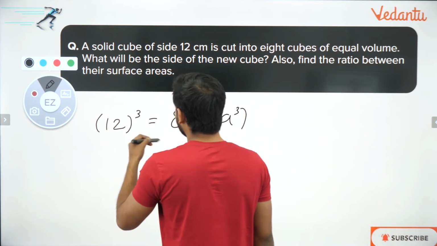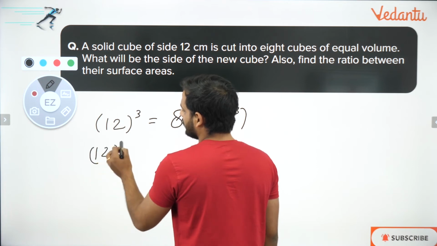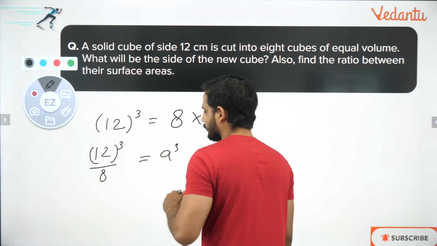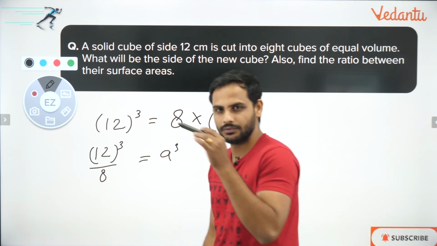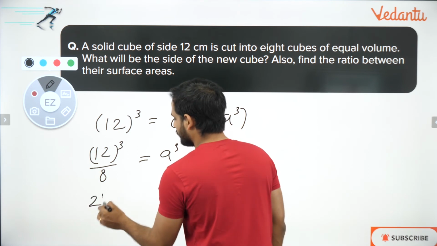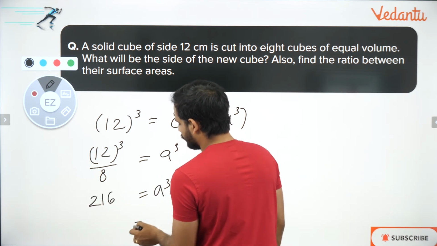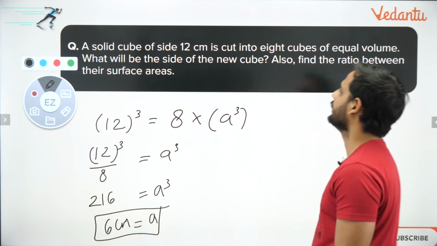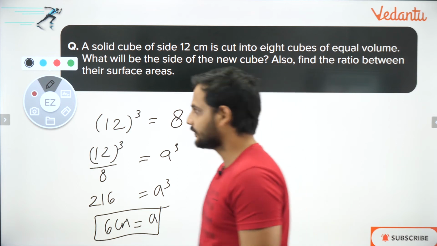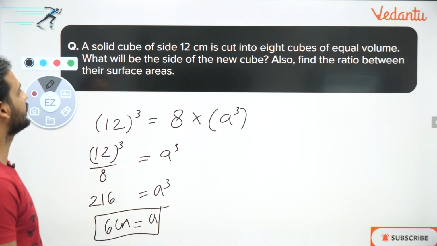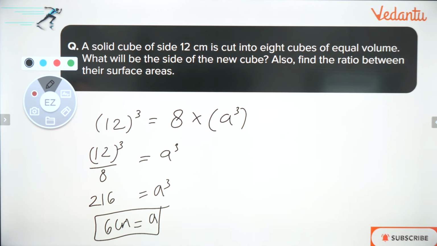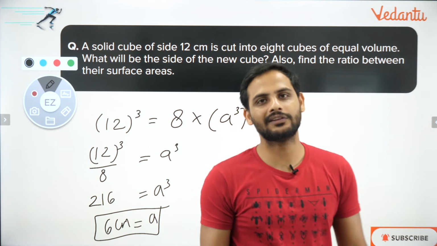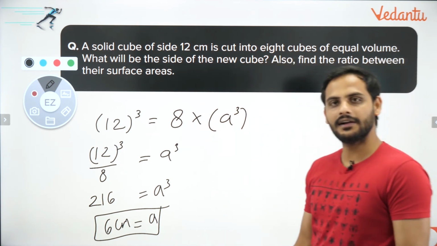So 12 cube divided by 8 is equal to a cube. So 12 cube divided by 8 will be equal to 216, which is equal to a cube. If you do cube root on both sides, what will you get? 6 centimeter. So side of the smaller cube is 6 centimeter. Now what they are saying: find the ratio between their surface areas. Surface area is what? 6a square. So 6 into 12 square on one side, and 6 into 6 square on the other, and take the ratio.